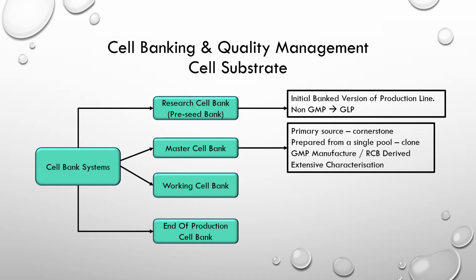Your master cell bank, this is your primary source and it's the cornerstone, and it's prepared from a single pool, so it could be a clone, and it's GMP manufactured, it's derived from your research cell bank, and it is extensively characterized.